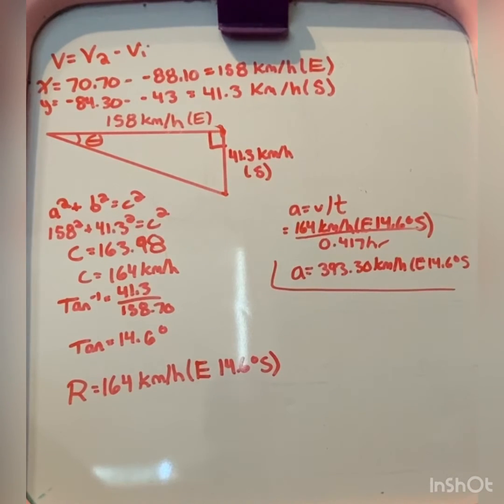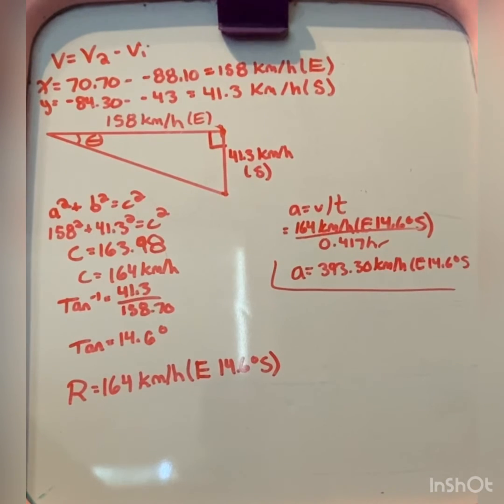To figure out the change in velocity for the x and y vectors, you have to use the equation change in velocity equals final velocity minus initial velocity. For the x value, you have to go 70.7 subtract a negative 88.10. The 88.10 is negative because it goes in the west direction. And you'll get an answer of 158.7 kilometers per hour to the east.